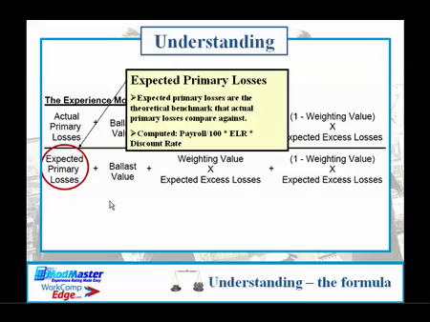But expected primary losses are the theoretical benchmark that we're comparing ourselves to, and they're computed using payroll and some published rates that NCCI publishes for each state, the expected loss rates, which is the ELR, and the discount rate, which is a factor that tells us what percentage of the expected losses are to be considered primary. So that's how we compute the expected primary losses.